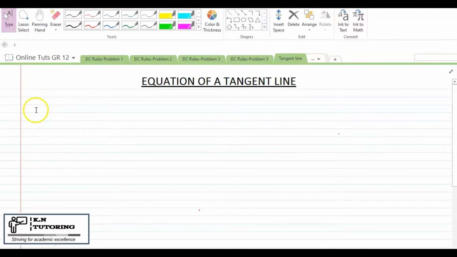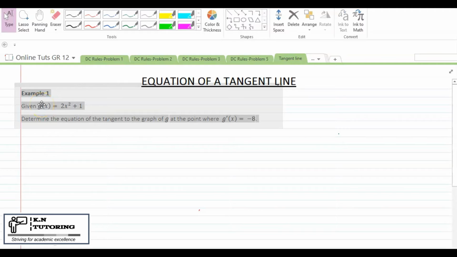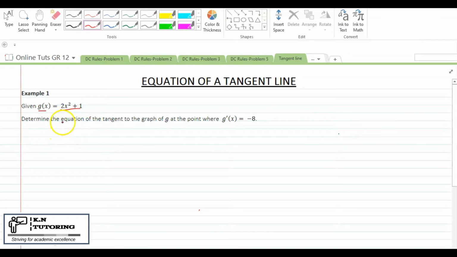The example is as follows. Given g of x equals 2x squared plus 1, determine the equation of the tangent line to the graph of g at the point where g prime x is equal to minus 8. What is required of us is to determine the equation in the form y equals mx plus c.